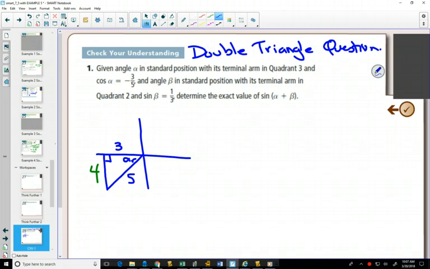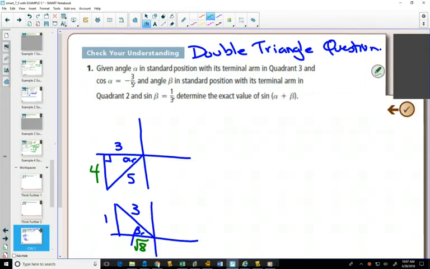Similarly, the second phrase: and angle beta is in quadrant 2 and sine of beta is 1/3. That means we have enough information to draw another triangle with a beta reference angle. And since sine is opposite over hypotenuse, we could label those two sides, a squared plus b squared equals c squared, and figure out the other side to be √8. So the first two phrases really tell us that we can draw two triangles.